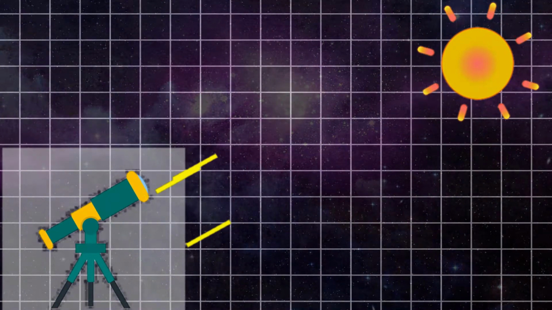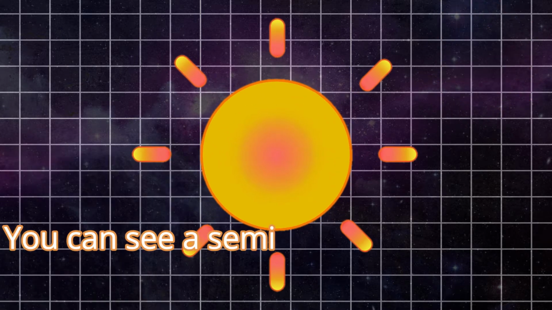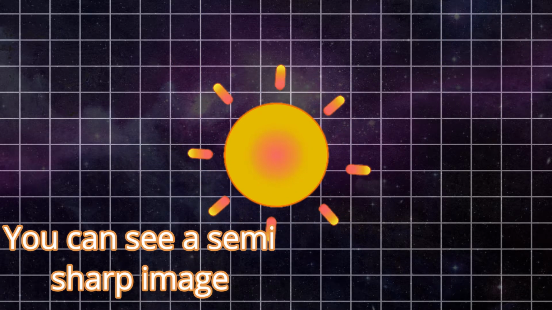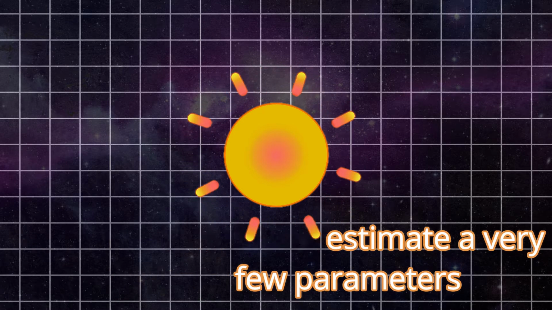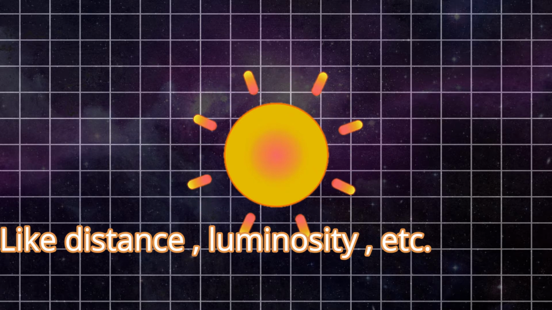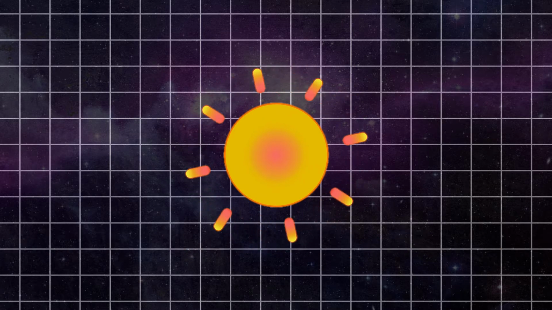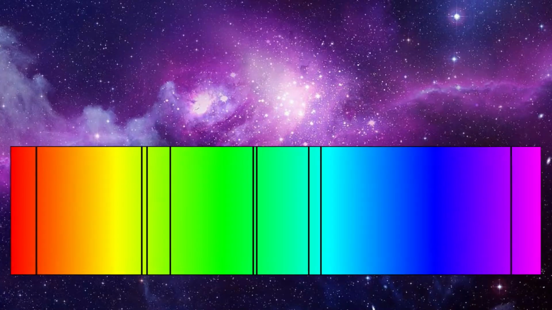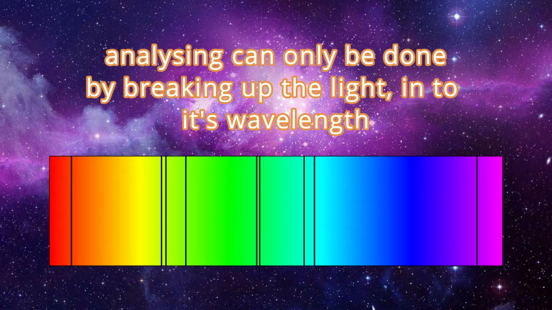To understand this, we have to analyze it from scratch. When you look at a star in the night sky with a powerful telescope, you see a semi-sharp image, and you can analyze very little data from it, like distance, luminosity, etc. But to get more details, you have to analyze what you see, and that can only be done by breaking up the light into its composite wavelengths.